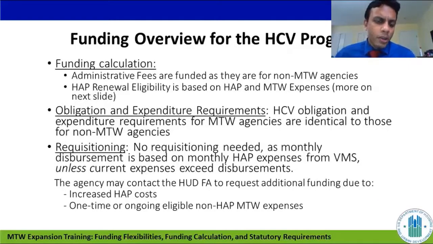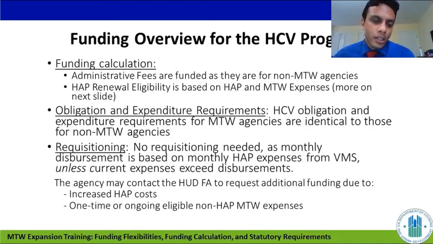So HCV program, there are going to be a couple fundamental changes, but we hope that it shouldn't really be too much of a change in terms of how we're going to renew the funds. So first, we'll talk about the funding calculation. Admin fees for the new agencies is the same. The way administrative fees are calculated for non-MTW agencies is based on your leasing data in VMS. So that's unchanged. As an MTW agency, your admin fees are going to be calculated in the same way. The main change is with HAP renewal eligibility, and I'm going to talk about that in the next slide.